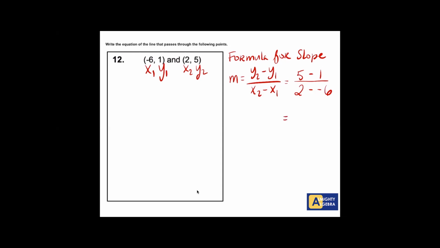So in the numerator, we have 5 minus 1, that's 4, over 2 minus negative 6. 2 minuses change to plus, so it's 2 plus 6, which is 8. I have 4 over 8, but that's not in simplest form. Both of these numbers are divisible by 4. So our final answer for the slope is going to be 1 over 2. That's going to be our m.